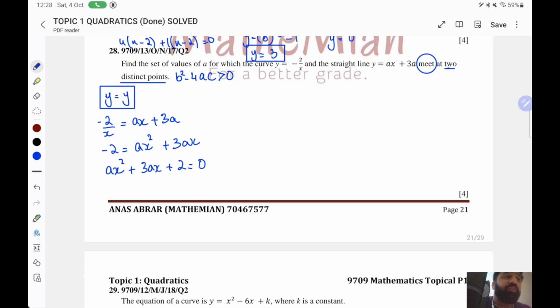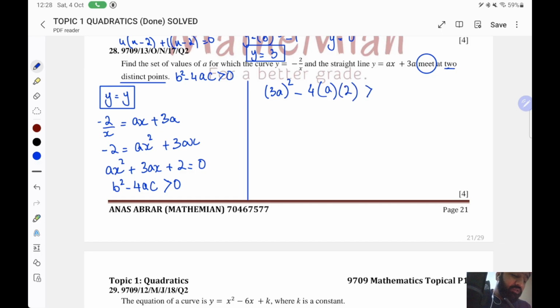Now this is the equation for the intersection, and he says that the line and the curve intersect at two distinct points. By two distinct points he means that b square minus 4ac will be greater than 0. So we'll simply substitute these values in here. The value for b square, b is 3a, so 3a square minus 4 times a times c, where c is 2, and it has to be greater than 0. So 9a square minus 8a greater than 0.